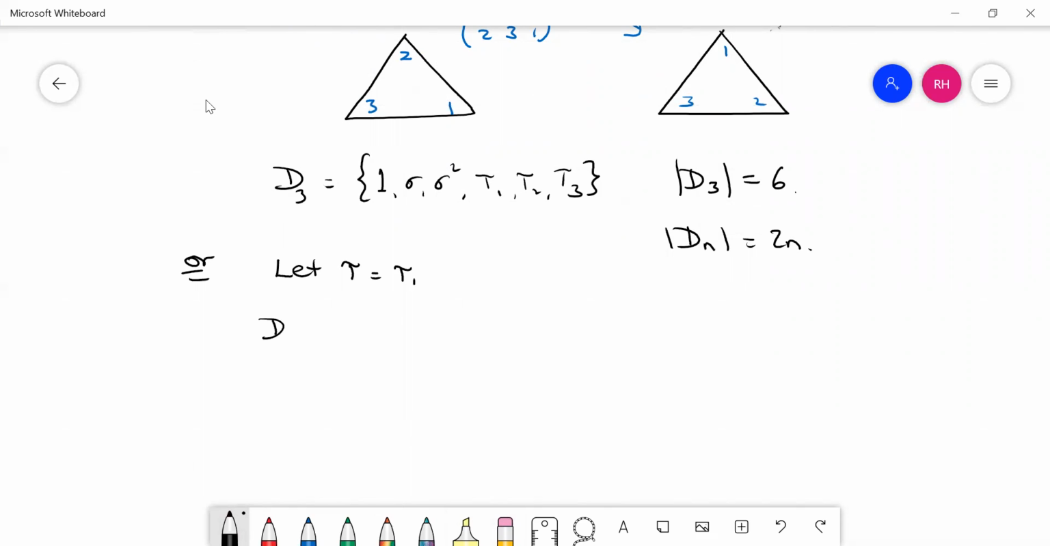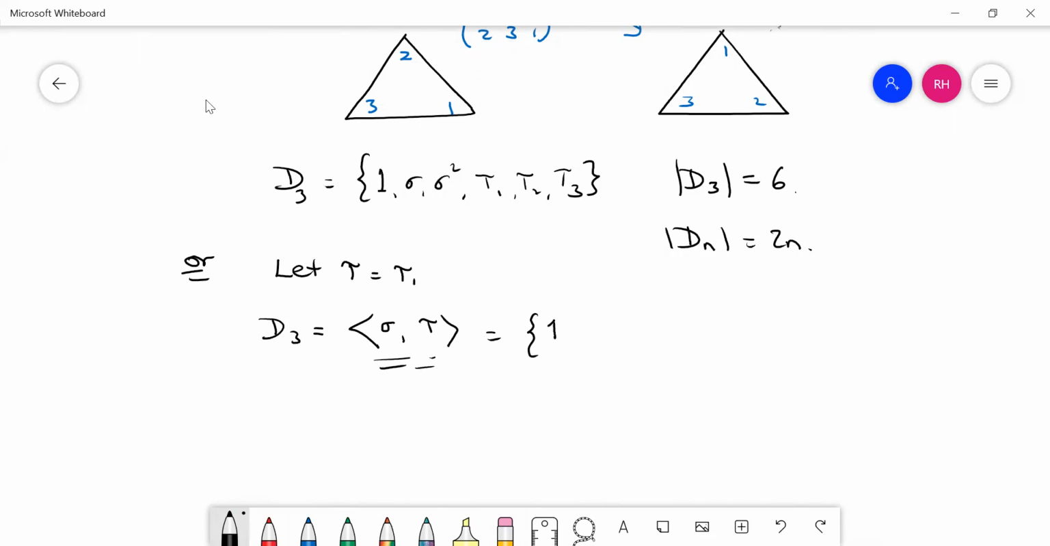D3. Another way to say that is that D3 is generated by sigma and tau. What do I mean by that? I mean, if you do sigma 3 times, you'll get 1. Because the generator means we can use these elements repeatedly.